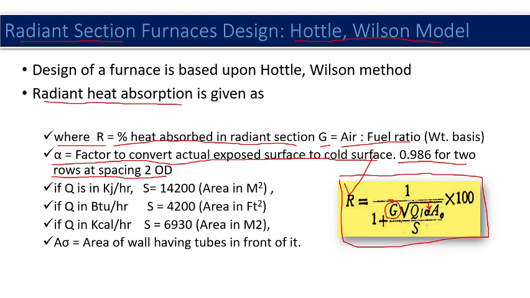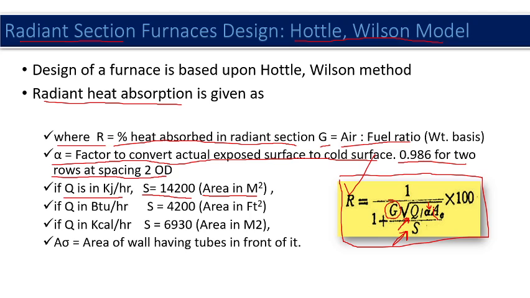Now the next parameter is Q. This Q is simply the heat supplied, that is, given by the fuel into the furnace. And come to the value of S. S is a factor that depends on the value of Q, and especially the unit of Q. If Q is calculated in kilojoules per hour, then the S value will be taken as 14,200, and also the area should be given in square meters.